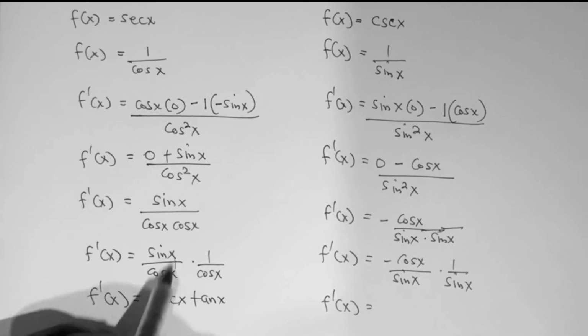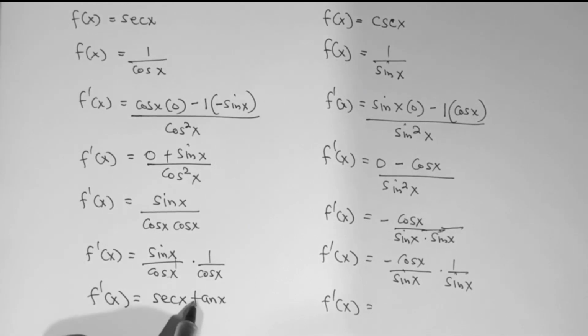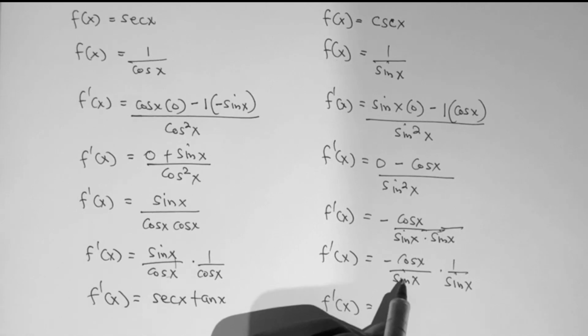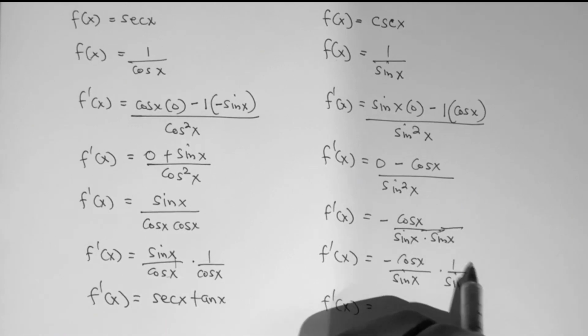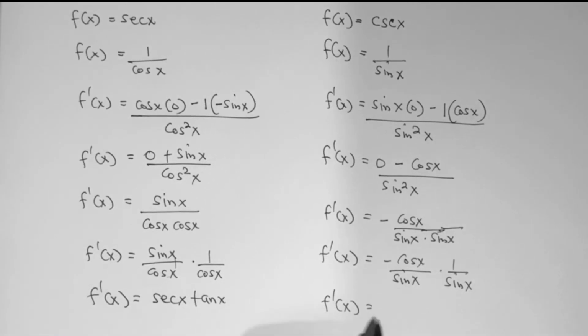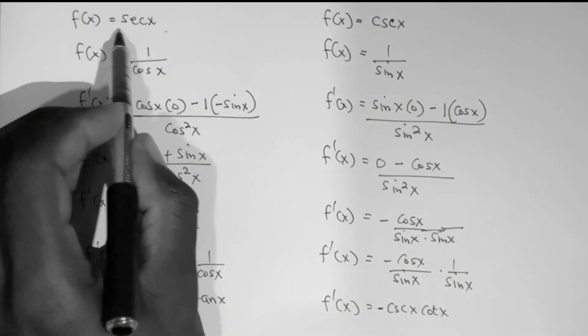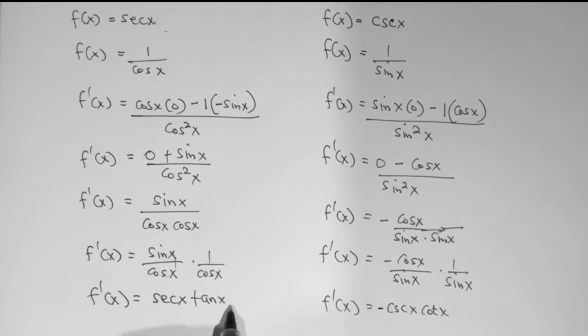Remember we said that sine x over cos x is tan x. So cos x over sine x is the same as 1 over tan x, which is cot x. And 1 over sine x is cosec x. So we are going to get cosec x cot x. But remember there's a minus here, so it is minus cosec x cot x. That is the differential of cosec x. So if you differentiate sec x, you will get sec x tan x. But if you differentiate cosec x, you will get minus cosec x cot x.